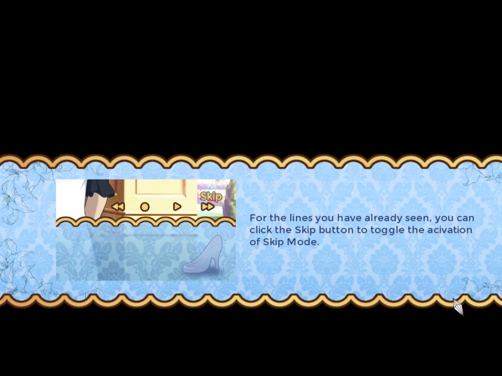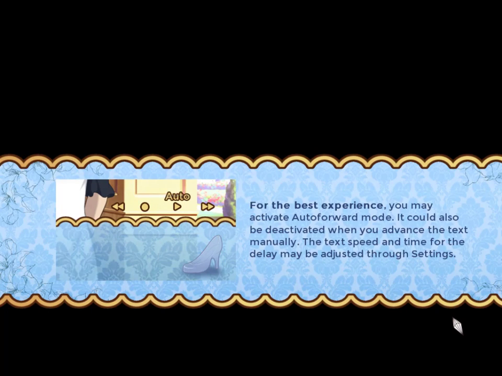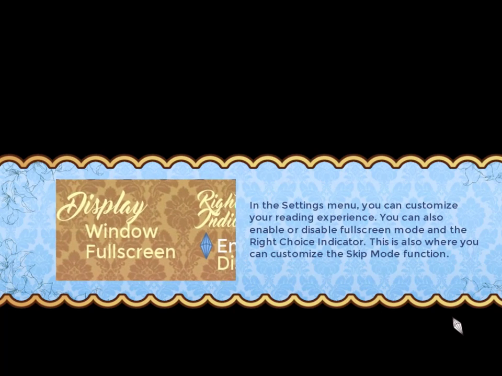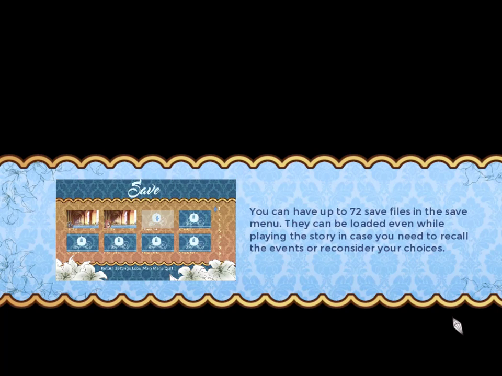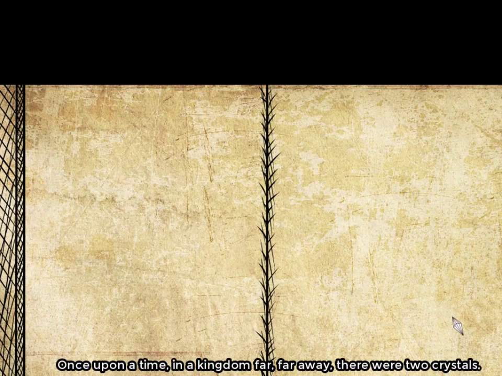Alright. The lines you've already seen, you can click the skip button to toggle. Keyboard shortcut for this function is tab or control. For the best experience, you may activate auto forward mode. It could also be deactivated when you advance the text manually. Alright. In-game menus, I had already looked at that. Yeah, I did that. Ooh, 72 save files. Alright. So it's your basic visual novel.